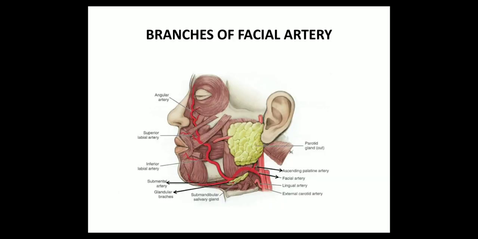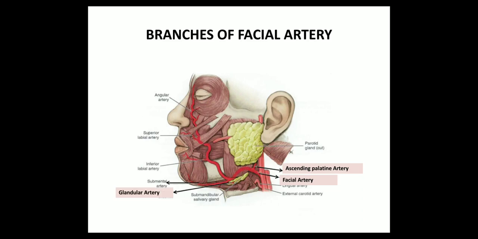Branches of the facial artery from the cervical part, which supplies the neck, include the ascending palatine artery. It originates near the origin of the facial artery, ascends and accompanies the levator palati, enters over the upper border of the superior constrictor and supplies primarily the palate.